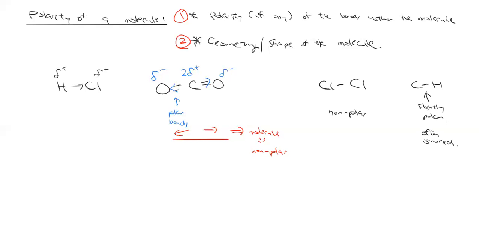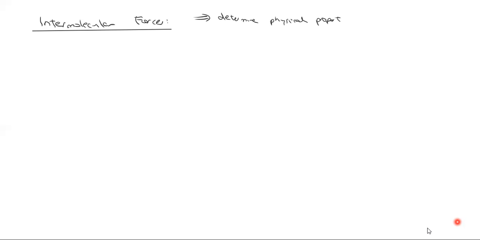So you need to firstly work out the polarity of the molecule. The reason you need to work out the polarity of the molecule is because you need to know if a molecule is polar or not to determine the intermolecular forces between the molecules. And the intermolecular forces are important because they help determine the physical properties of the molecule or substance.